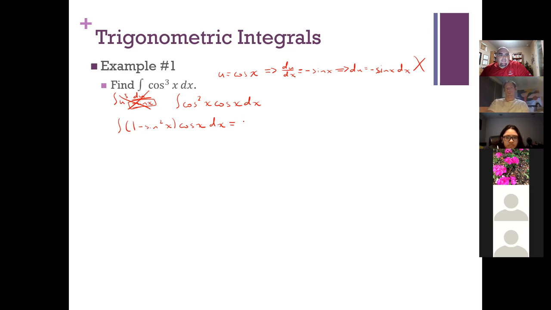Let's go ahead and break it up as much as we can. Hopefully you see that this one is not going to be a problem. But how about the one on the right? Sine squared of x, cosine x, dx. Is that something we have the tools to integrate? I see at least one head nod. So what can we do to handle this one? Sine squared x, cosine x, dx. How can we handle that one?